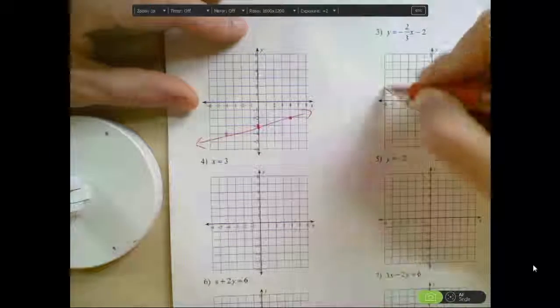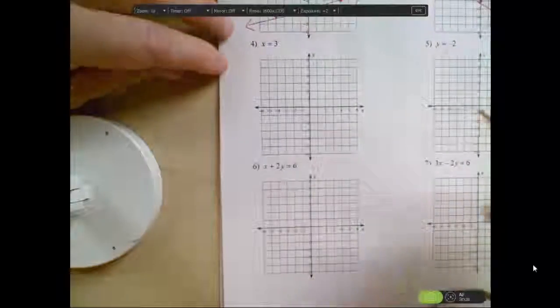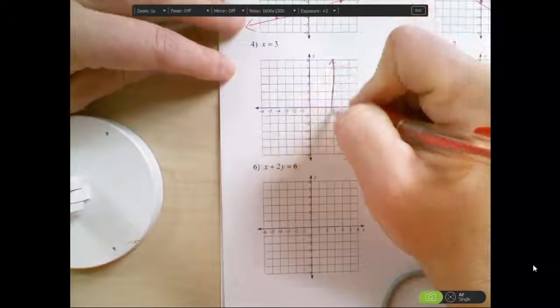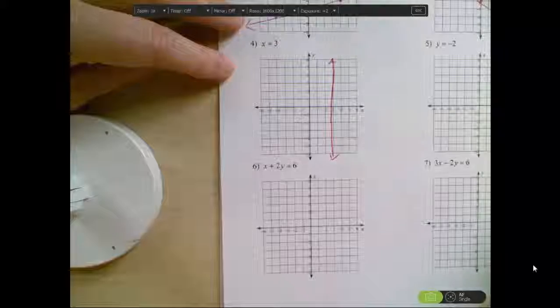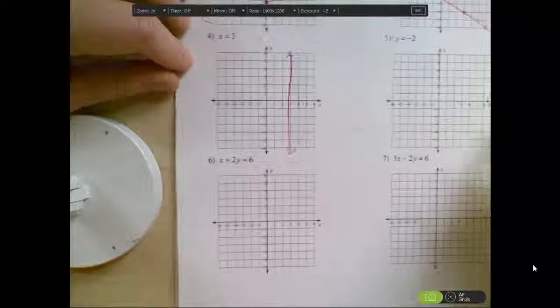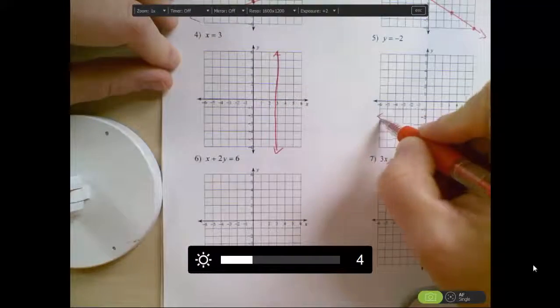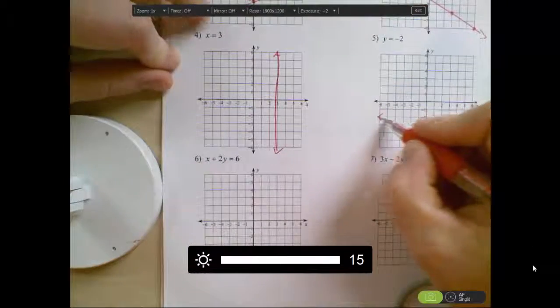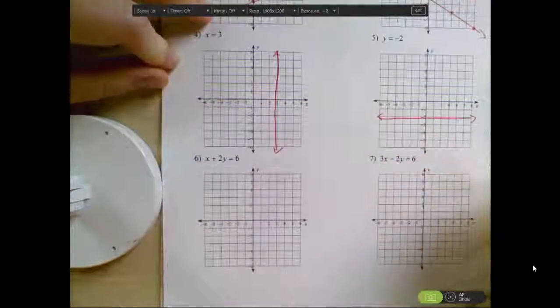There's your line. Remember, when x equals a number, it's a vertical line because the slope is undefined. Vertical line where x is 3. Y equals negative 2 is a horizontal line where y is negative 2.